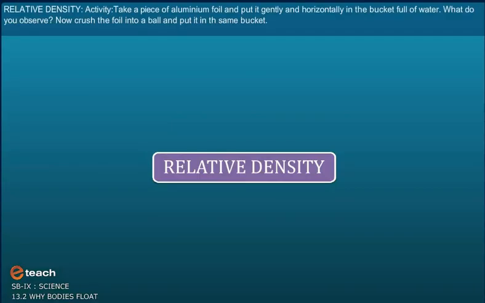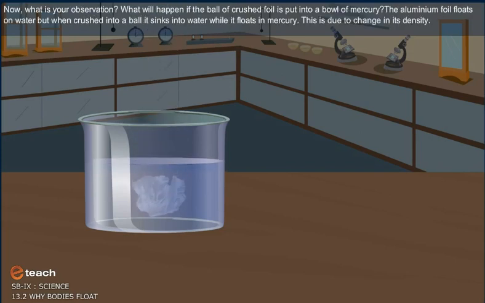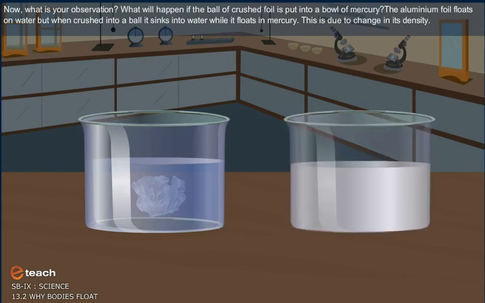Relative density. Activity. Take a piece of aluminium foil and put it gently and horizontally in a bucket full of water. What do you observe? Now crush the foil into a ball and put it in the same bucket. What is your observation? What will happen if the ball of crushed foil is put into a bowl of mercury?